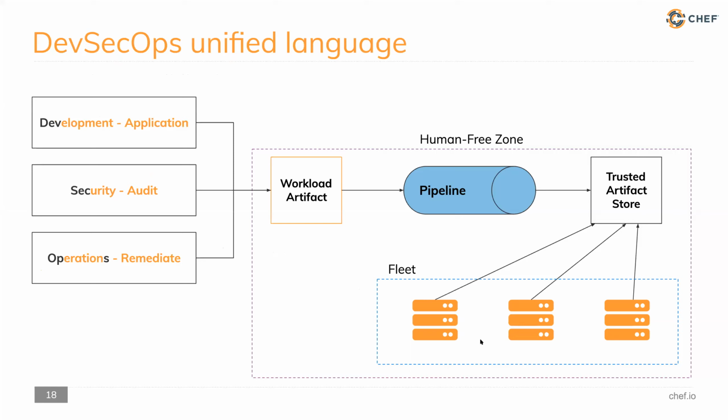So now let's wrap it together with the pipeline. So each solution that we talked about to address all the problems, they each create an artifact that we need to go through the pipeline, regardless of the deployment model. And so once you have that developed, we're going to throw that artifact into this human-free zone. So the application artifact we created with Chef Habitat, the audit artifact we created with InSpec, and the remediation or hardening artifact we created with Chef Infra.